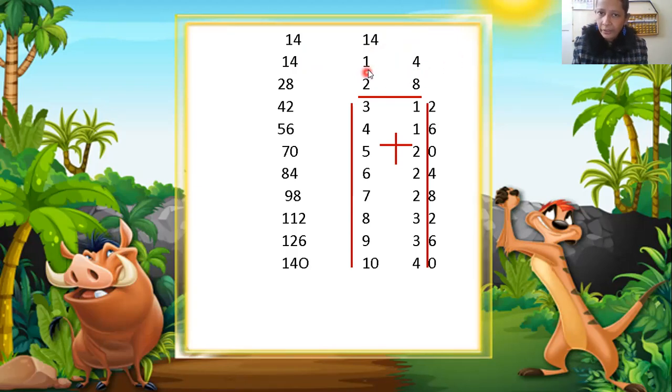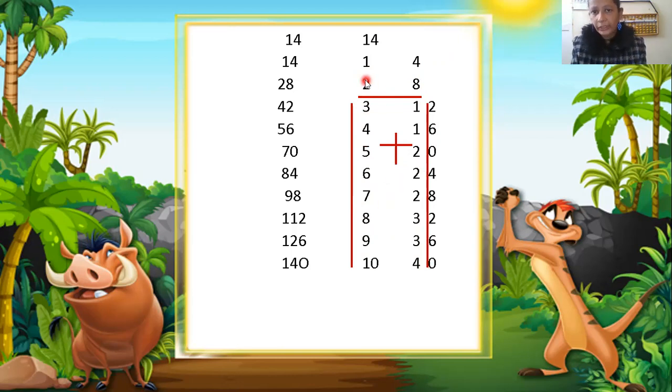Now what I have done here is, this is the table of 1. 1 ones are 1, 1 twos are 2, 1 threes are 3, 1 fours are 4, 1 fives are 5, 1 sixes are 6, 1 sevens are 7, 1 eights are 8, 1 nines are 9, 1 tens are 10. Now as you can see, this is the table of 4. 4 ones are 4, 4 twos are 8, 4 threes are 12, 4 fours are 16, 4 fives are 20, 4 sixes are 24, 4 sevens are 28, 4 eights are 32, 4 nines are 36, 4 tens are 40.